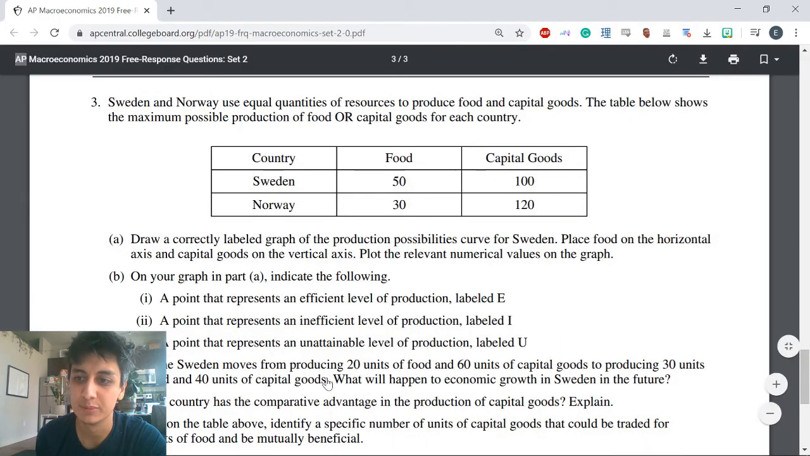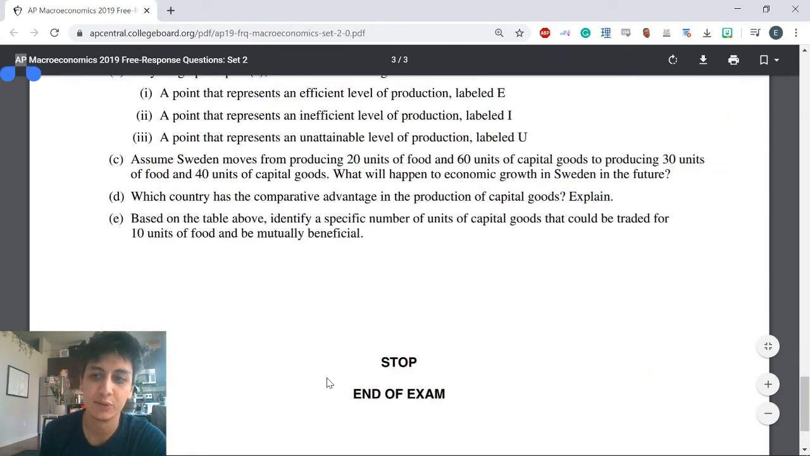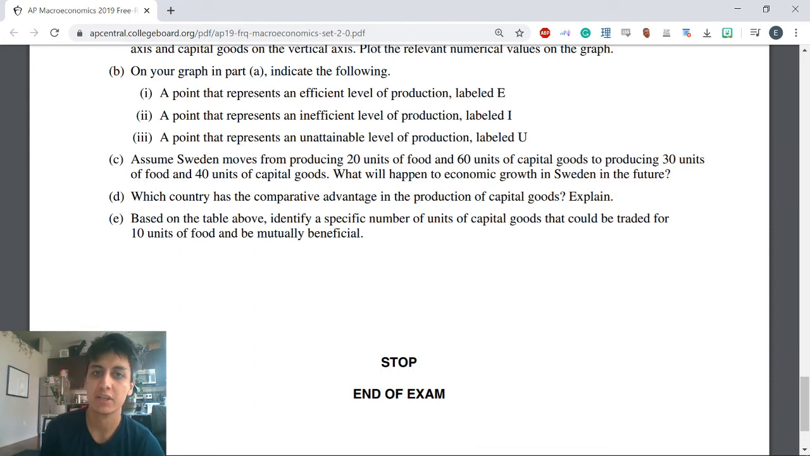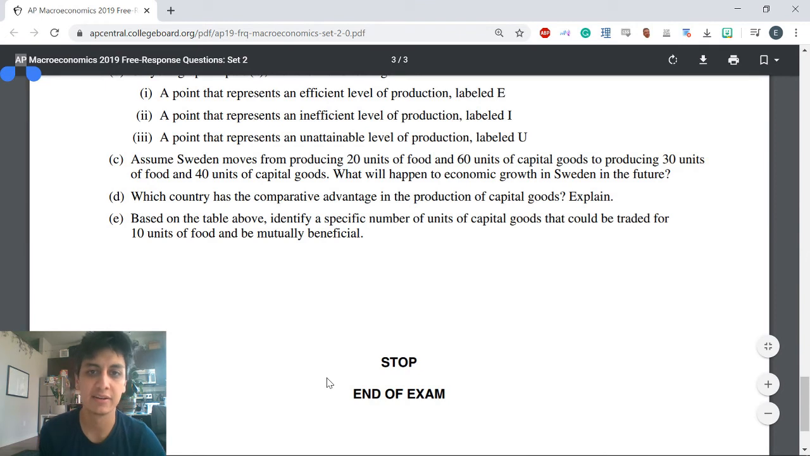Easy. Boom. Next. Assume Sweden moves from producing 20 food, 60 capital goods to producing 30 food, 40 capital goods. What will happen to economic growth? I don't know if I like the wording of this question, but whatever, we'll deal with it. So these are all ratios, right? They're all either ors, right? 20 food or 60 goods, 30 units or 40 goods.